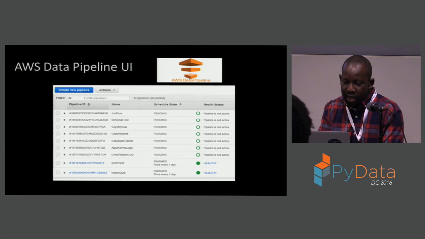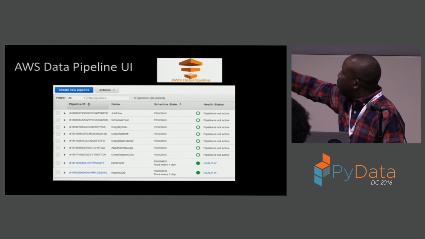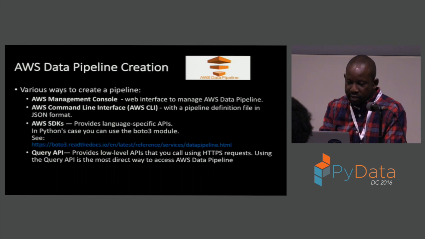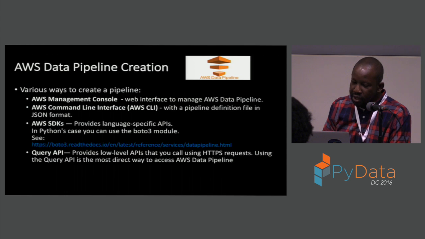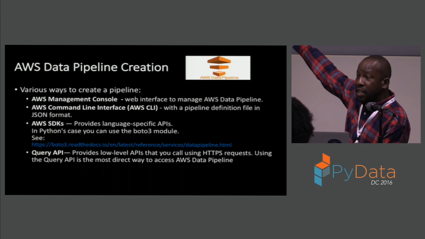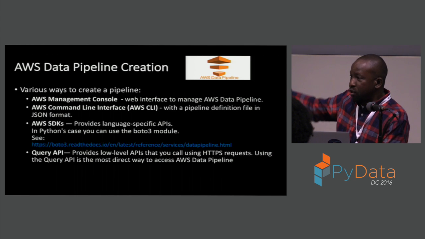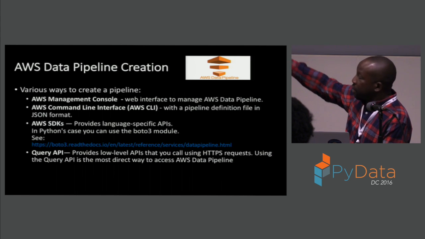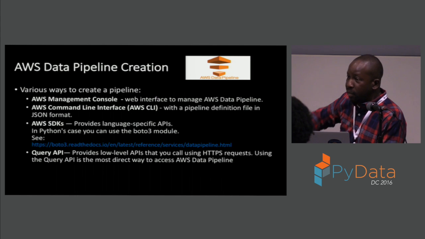So this is basically what the UI would look like in terms of creating a new pipeline. Again, you use the management console to manage the pipeline. You have an AWS CLI interface, which I'm sure folks are familiar with. And as you mentioned, there are SDKs that are provided.